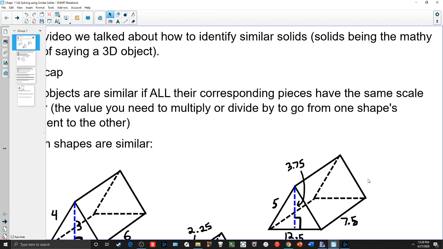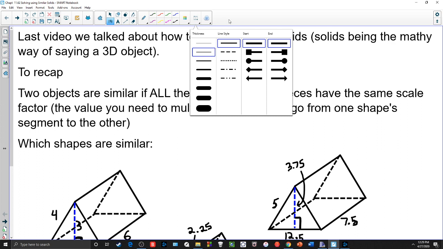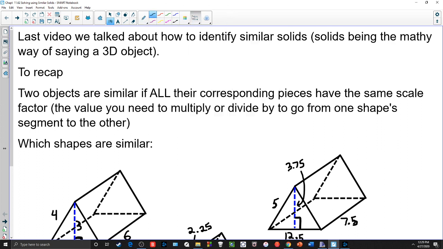So this video is going to be on using similar solids and similar properties to solve for different segments or different measurements. Just make sure my mic is actually working here. Yeah, okay, good. So last video we talked about how to identify similar solids, solids being kind of the mathy way of saying a 3D object. Just recall that two objects are similar if all their corresponding pieces have the same scale factor, which is, again, the scale factor is the value that you multiply or divide by to go from one object to another.